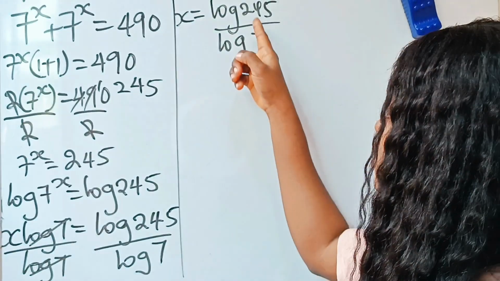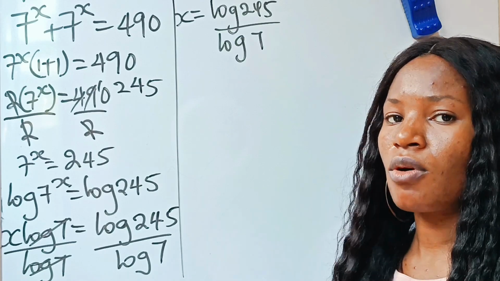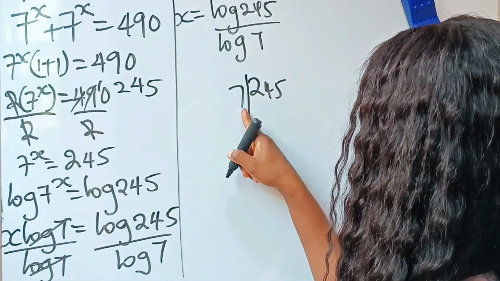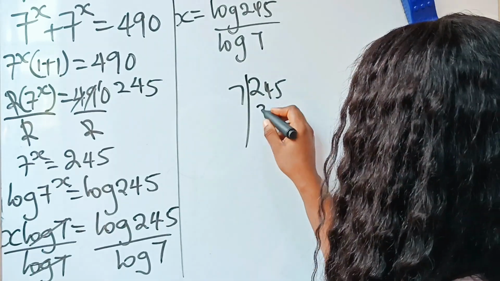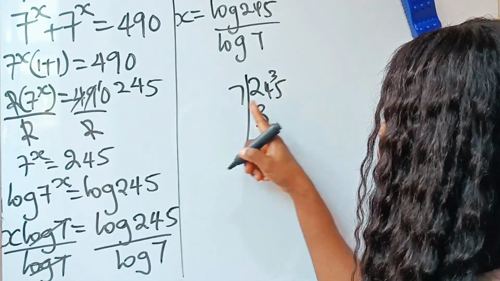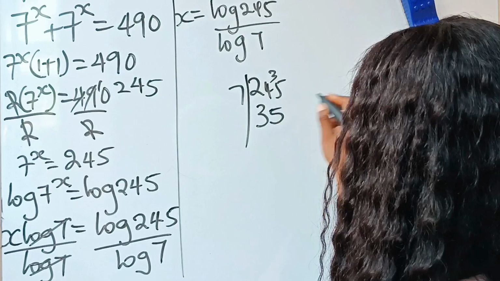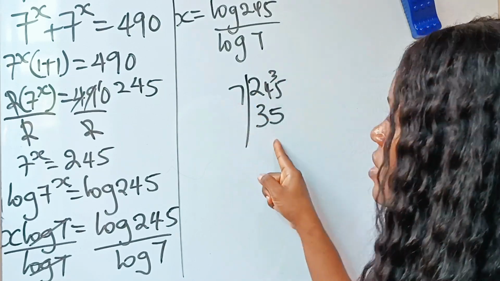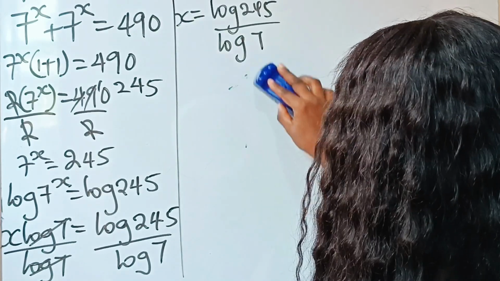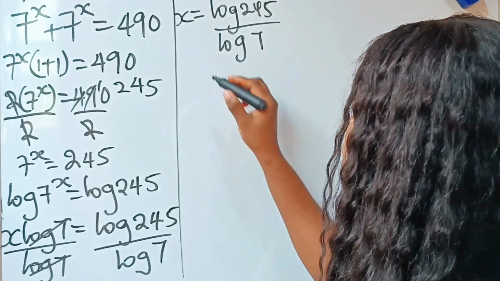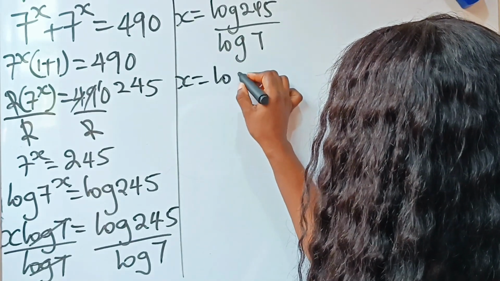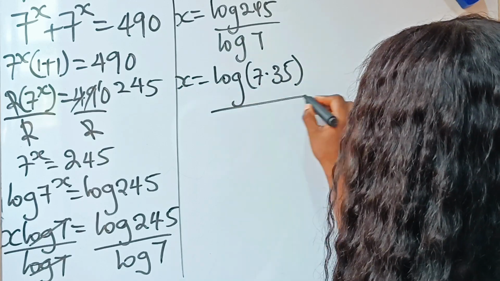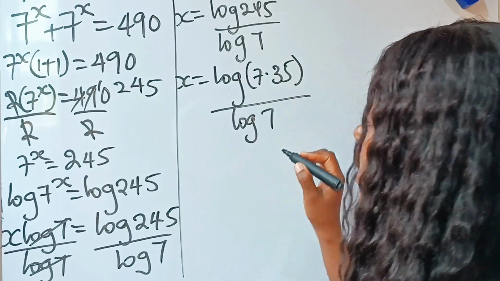Now let us express 245 in terms of 7. All right, so let's see what is going to give us. Now when 24 is divided by 7, we have 3 remainder 3. So 35 divided by 7 will give us 5. So this simply means that in terms of 7, 245 is 7 times 35. Okay, so we are going to write that here. So our x is equal to log of 7 multiplied by 35, divided by log 7.